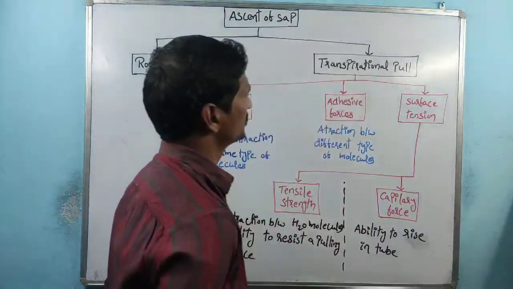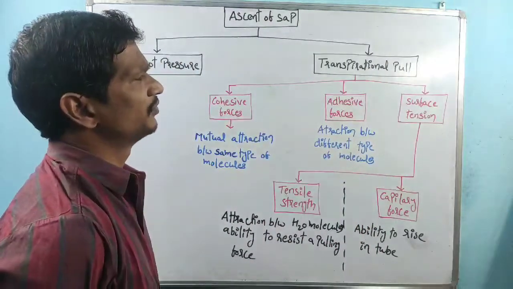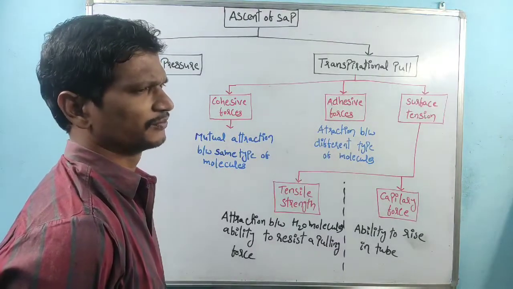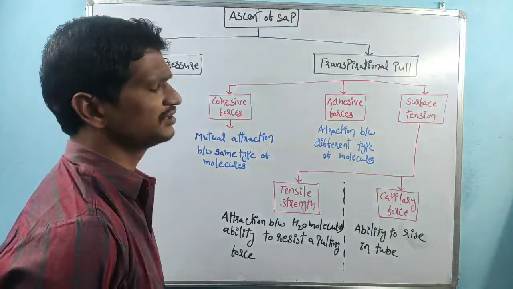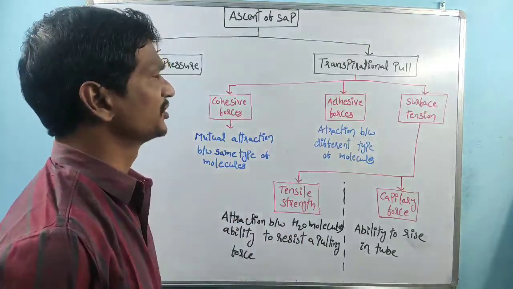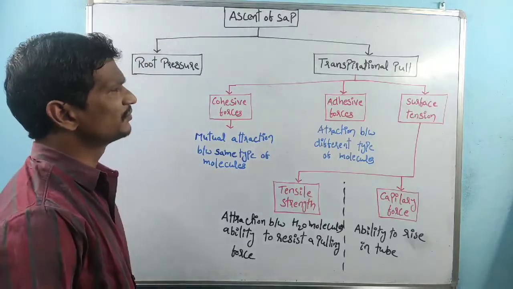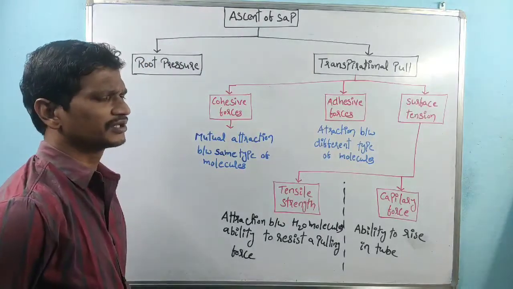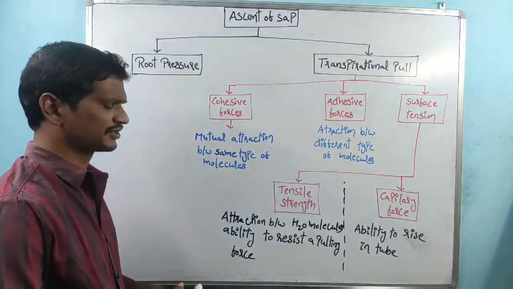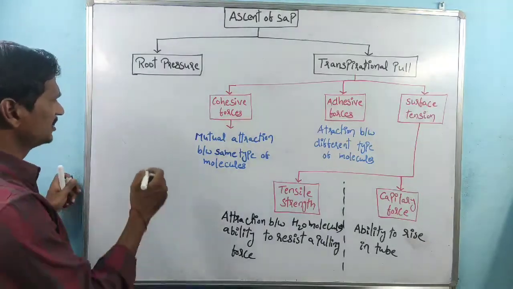Coming to the next one, the transpiration pull. This is also called cohesion tension transpiration pull. I will explain one of the experiments as well. Here, three major forces support the transportation of water molecules against the gravitational force.